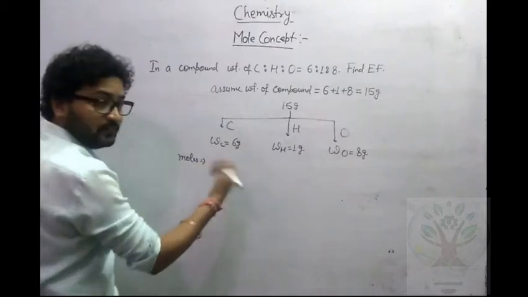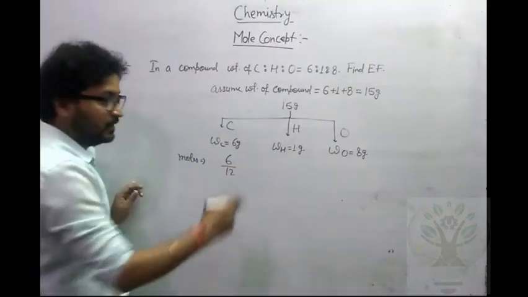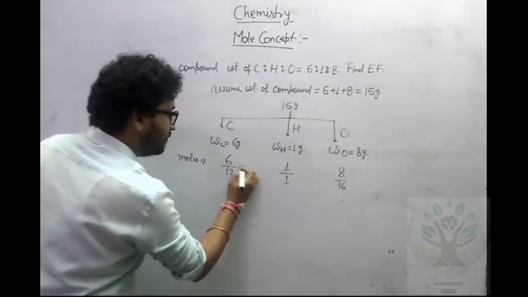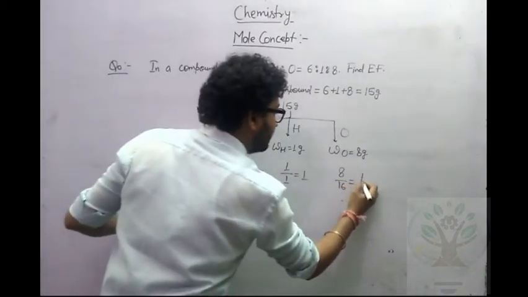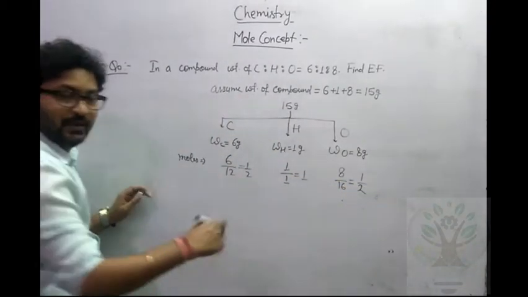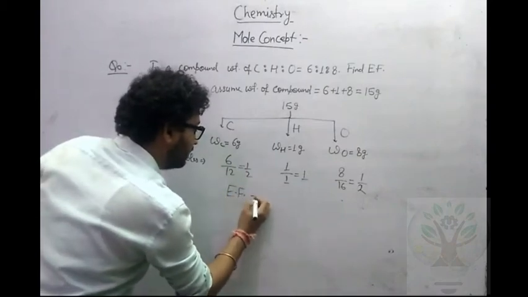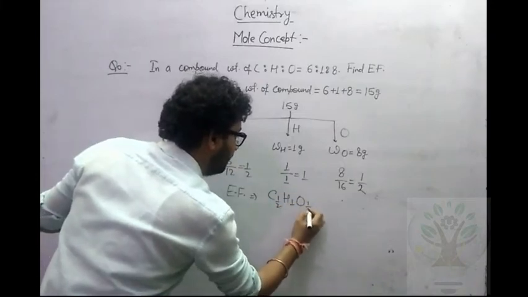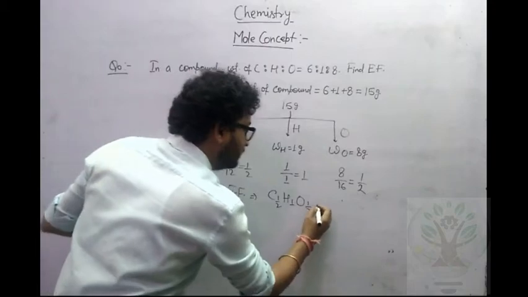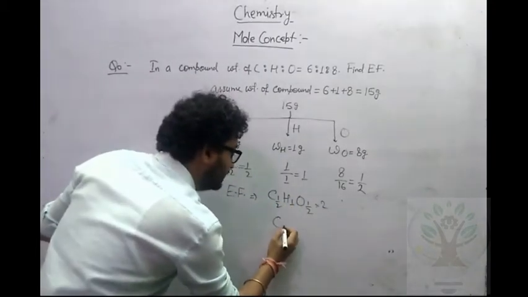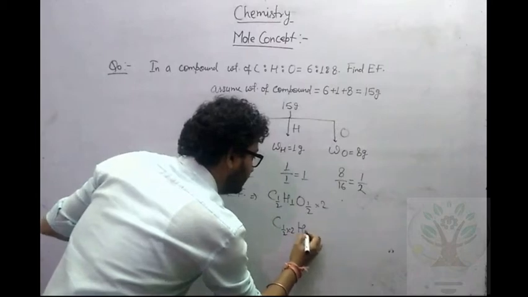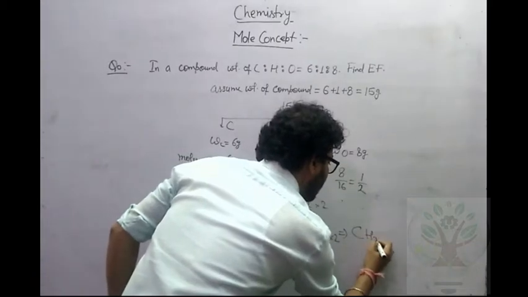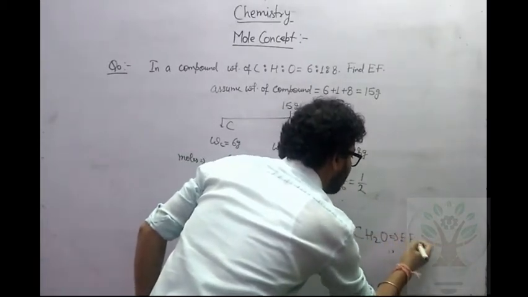Okay. Now, how many moles of carbon will I have? Let's write moles here. Moles will be 6/12, 1/1, and 8/16. 6/12 means half, 1/1 means 1, and 8/16 means half. So the empirical formula will be C half H1 O half. Just simplify it by multiplying by 2. Let's multiply everything by 2. So I will get C half into 2, H1 into 2, O half into 2. So it will give me CH2O. This is my empirical formula.